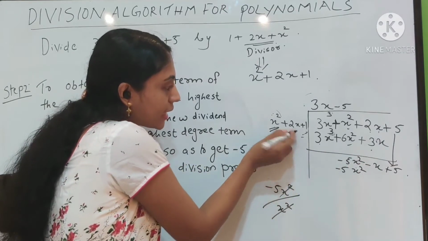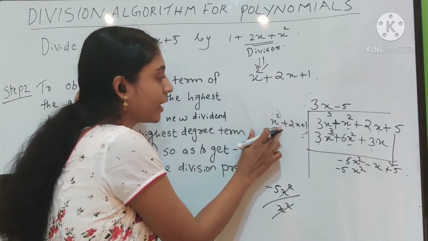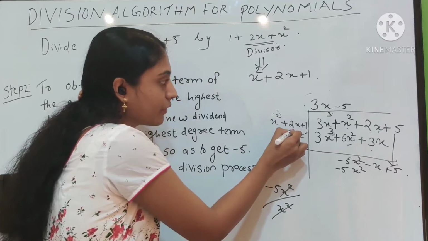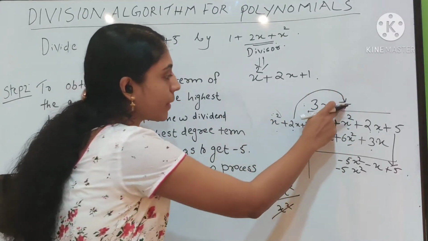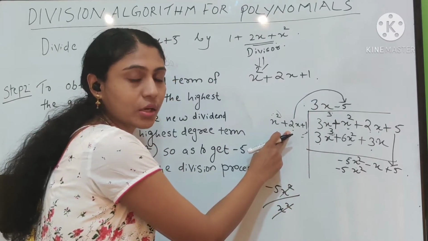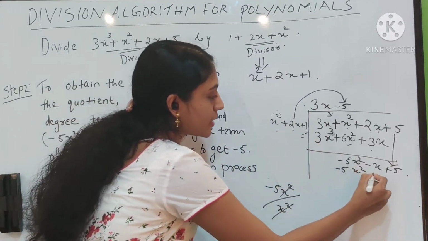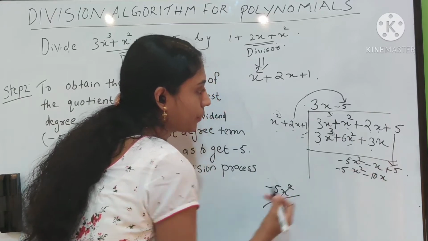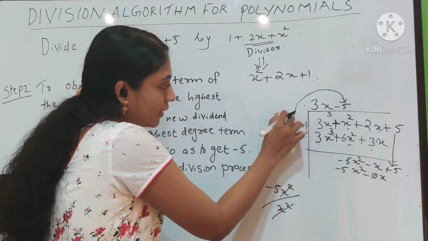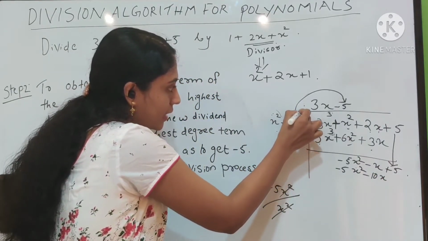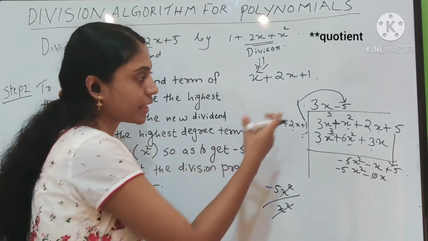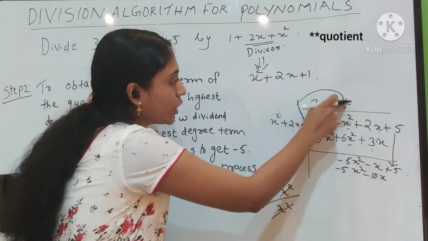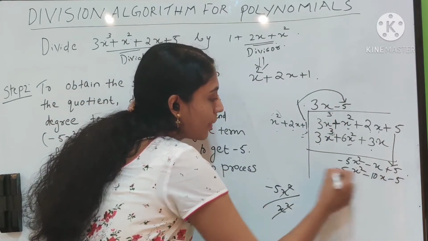How? Take the first term of the divisor we have taken. Then take the second term of the divisor and multiply it with this second term of the quotient. Minus 5 into 2x. What is the answer? Minus 10x, right under x term. Okay. Then take the third term of the divisor and multiply it with the new term of the quotient, that is the second term of the quotient. 1 into minus 5, it is minus 5.